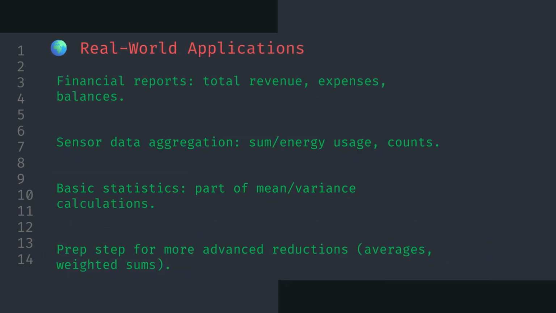Summing elements is a tiny building block used in many real programs. Totals on invoices, summing sensor measurements over time, or as the first step towards computing mean and variance. Once you're comfortable with accumulation, you can explore reductions with Aggregate, parallel sums with LINQ, or big number handling.